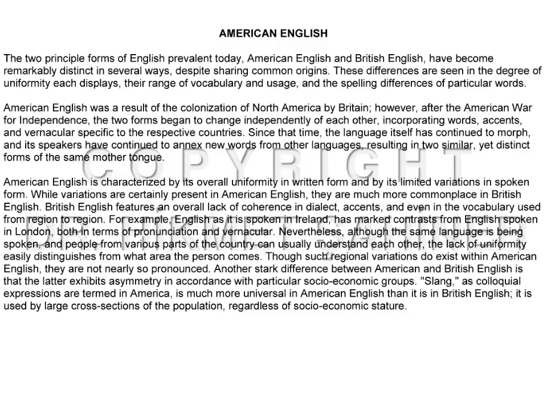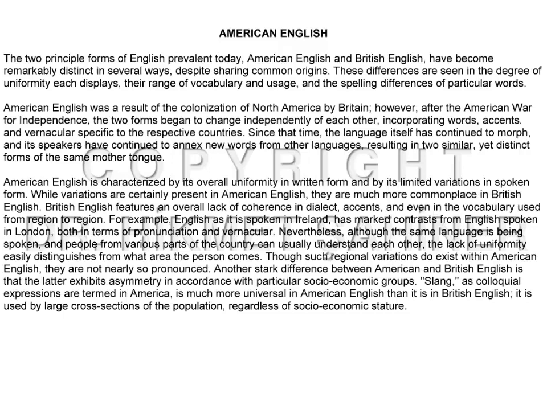However, after the American War for Independence, the two forms began to change independently of each other, incorporating words, accents, and vernacular specific to the respective countries. Since that time, the language itself has continued to morph, and its speakers have continued to annex new words from other languages, resulting in two similar yet distinct forms of the same mother tongue.